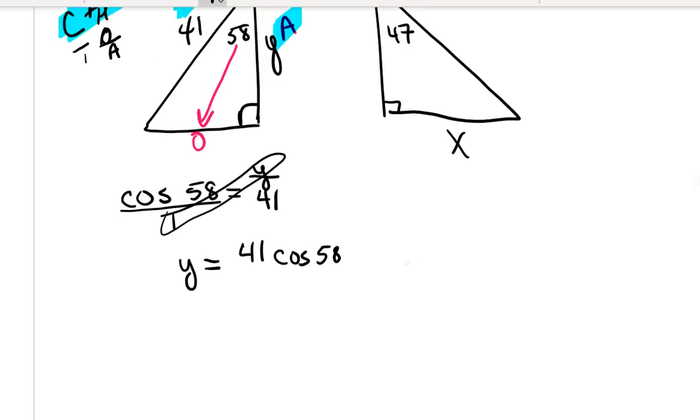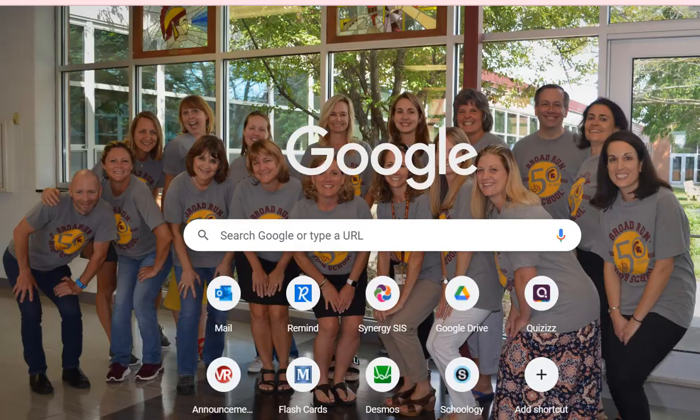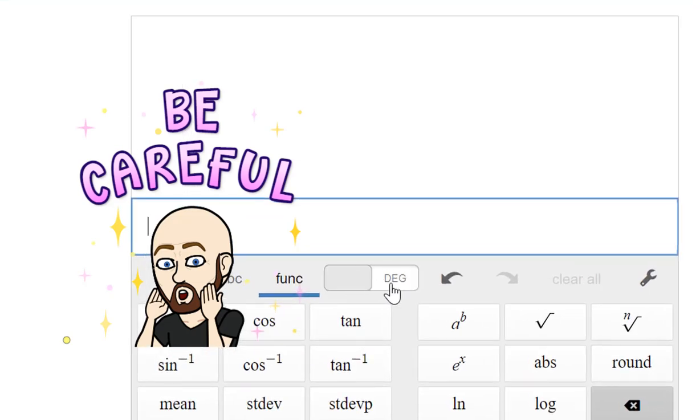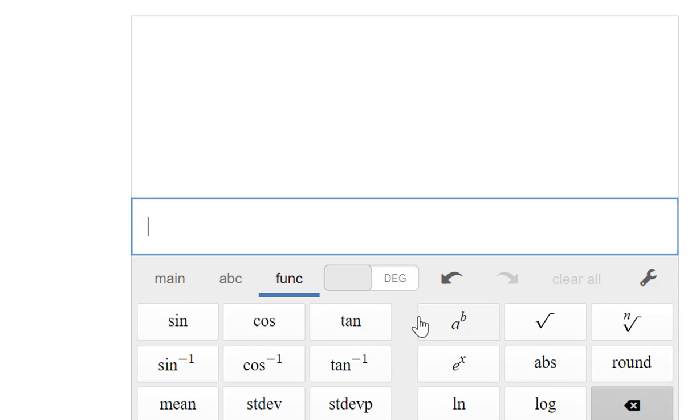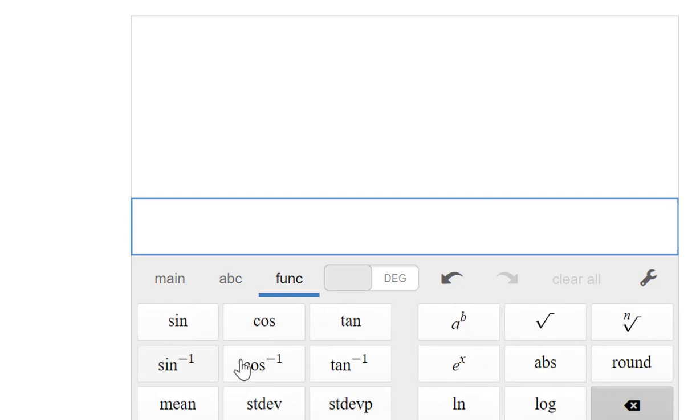Now, from here, we will go to our Desmos graphing calculator. Here we are in the state of Virginia. Make sure that you see these two toggles right here. Make sure that you can see DEG, because you want to be in degrees. The other thing is you've got these three menus right here, main, ABC, and func. Make sure you're on the func one, because sometimes you might need something else that is in there.